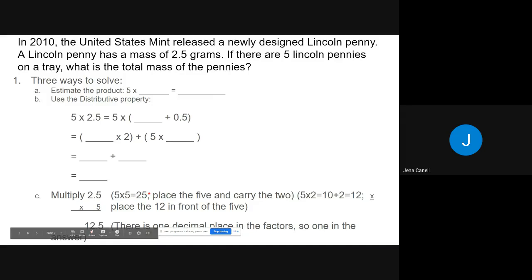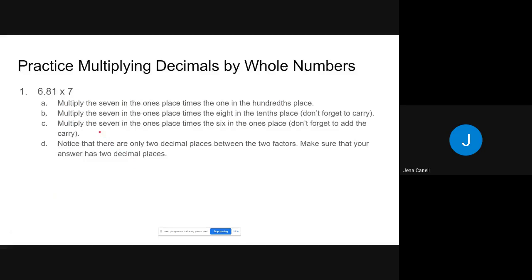So going on to the next slide is an example again of multiplying. I do want you using the standard algorithm, so that's what I have given an explanation for here, where we multiply 7 times 1 is 7. 7 times 8 is 56. And then we would carry our 5 over here above the 6. 7 times 6 is 42, plus 5 is 47.